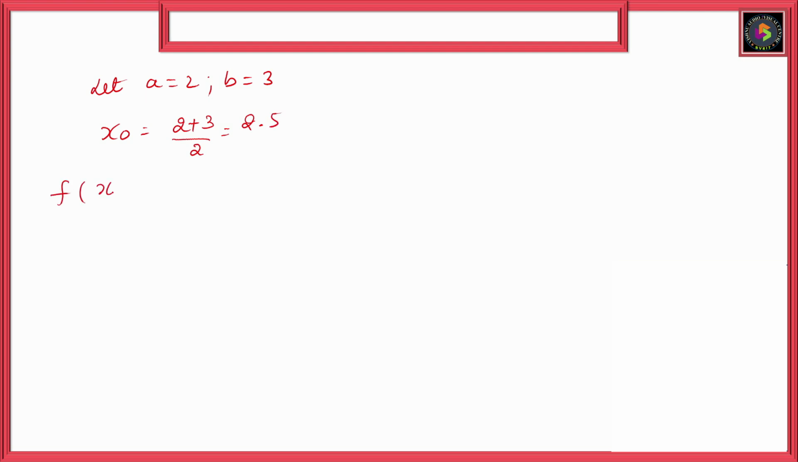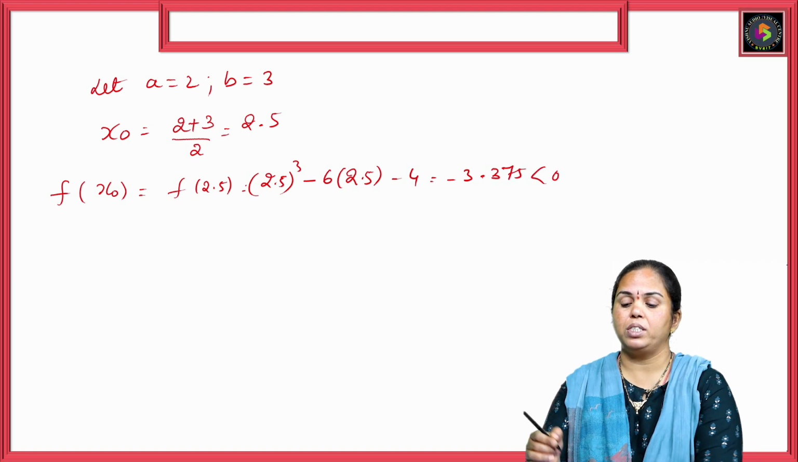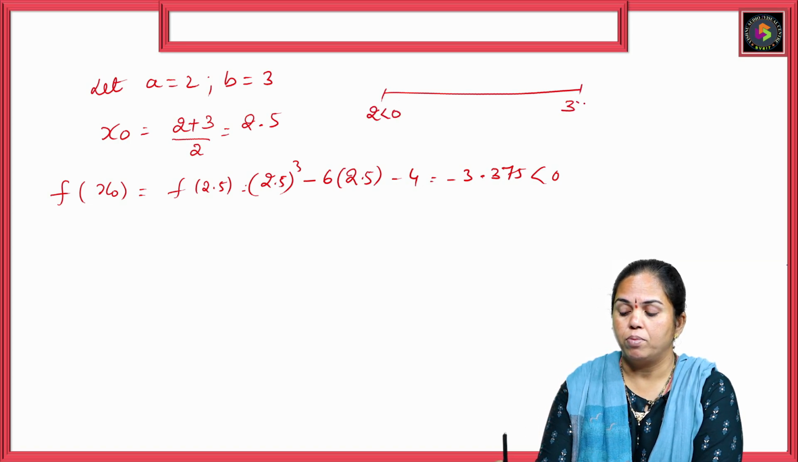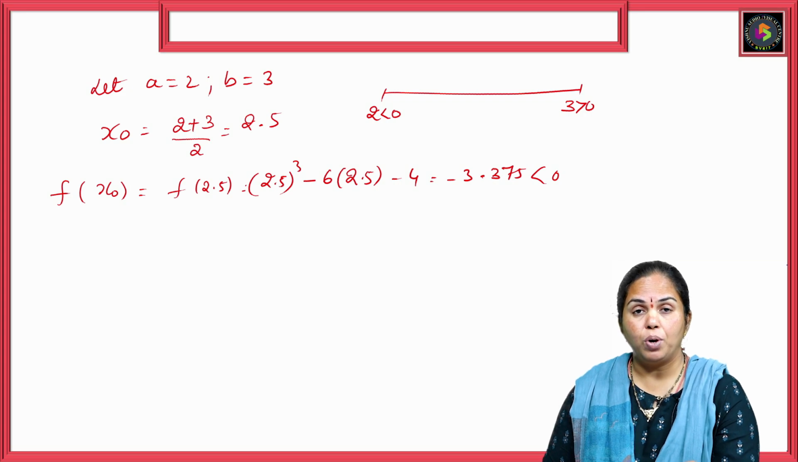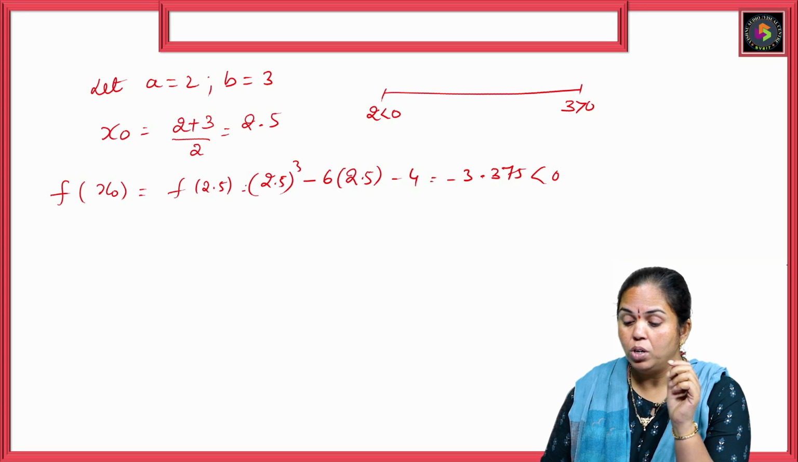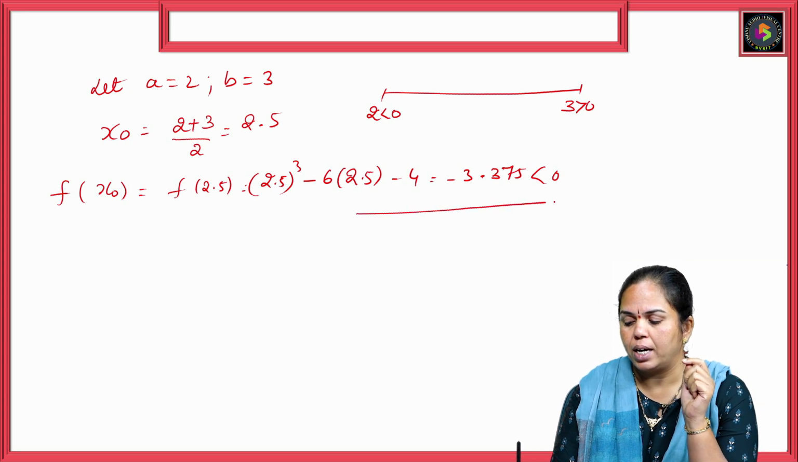Now what we have to do? Again we have to find f of x0, that is f of 2.5. So 2.5 whole cube minus 6 into 2.5 minus 4. This is approximately equal to −3.375, less than 0. So observe the previous number line: 2 less than 0 and 3 greater than 0. Now again you have 2.5 less than 0. As it is a lesser value, it should come towards the left-hand side.